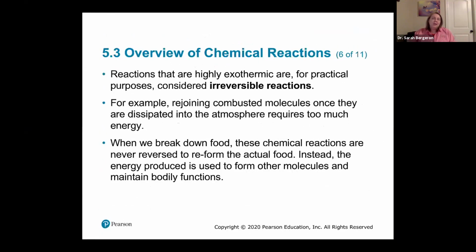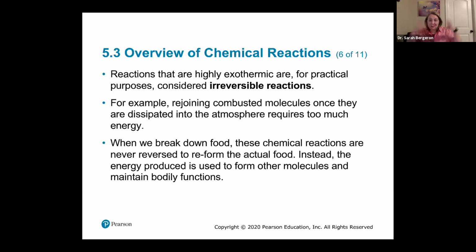All right, so there are some reactions that while theoretically they could be reversible, they are not. Reactions that are highly exothermic, that give off lots of energy, like combustion, are considered irreversible. You can't go in the reverse direction. When you combust something, a lot of times you're making a gas. Where does that gas go? It goes out into the atmosphere and it's gone. You can't get it back, so you can't put the pieces back together to reform the reactant. The combusted materials have gone too far and it takes too much energy to bring them all back. So combustion reactions are irreversible.